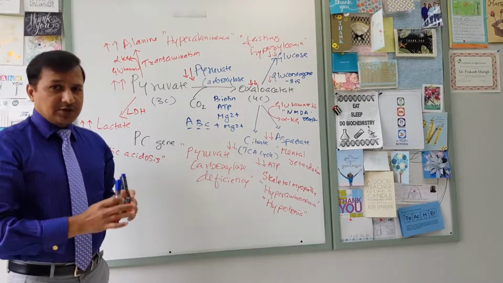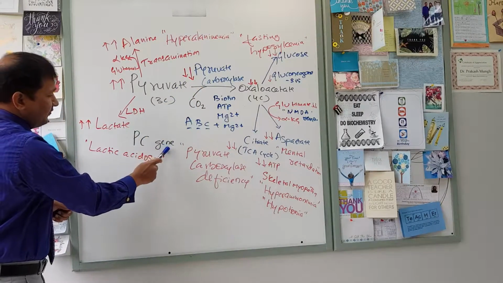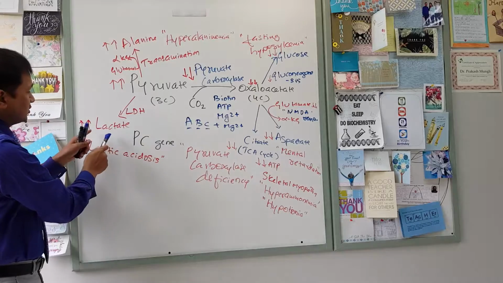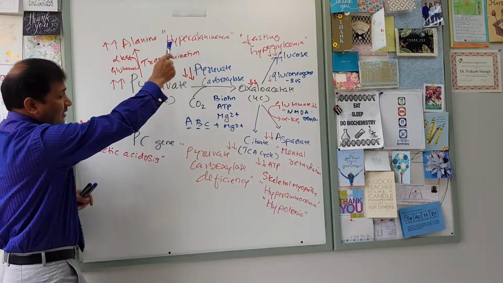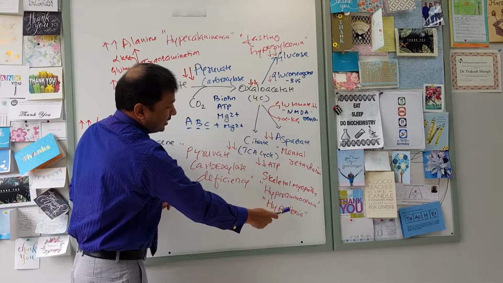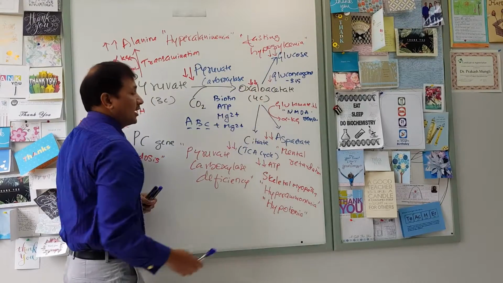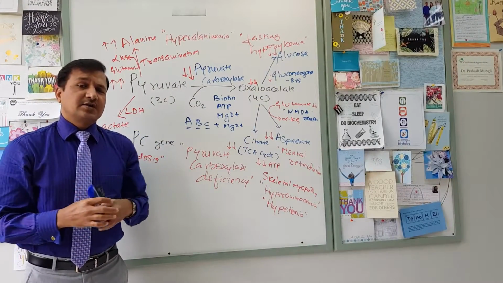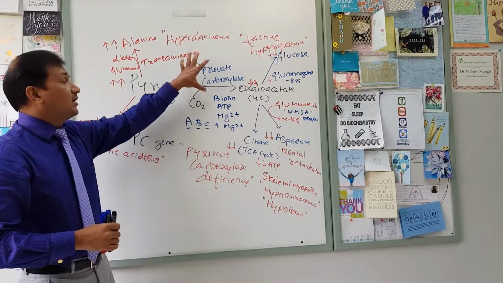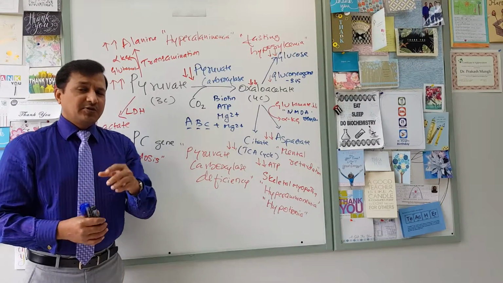Now let's put them all together. Pyruvate carboxylase deficiency, because of deficiency of the PC gene, can give rise to lactic acidosis, hyperalaninemia, hyperammonemia, hypotonia, mental retardation, and fasting hypoglycemia. So remember all these signs, and if all these signs are mentioned in the case stem, it is a case of pyruvate carboxylase deficiency.